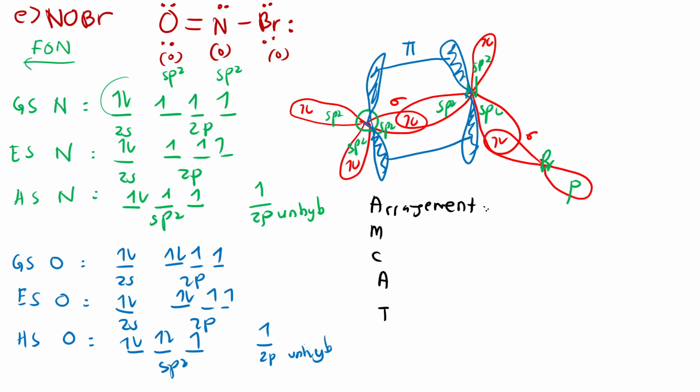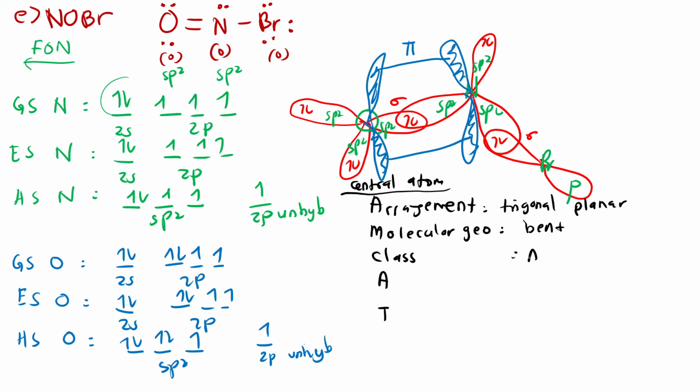So arrangement, okay, ini untuk central atom je. Trigonal planar, sebab dia ialah sp2 tadi. Tapi molecular geometry, bent shape, dan class of molecule is AB2E. Angle, okay, trigonal planar 120. So ada satu lone pair jadi less than. So type of hybridization ialah sp2.